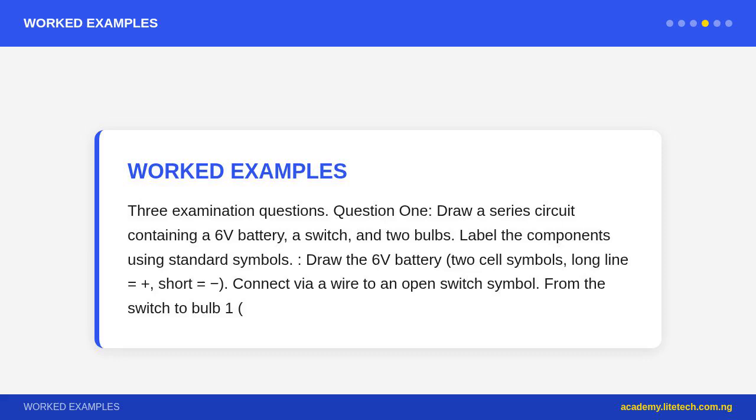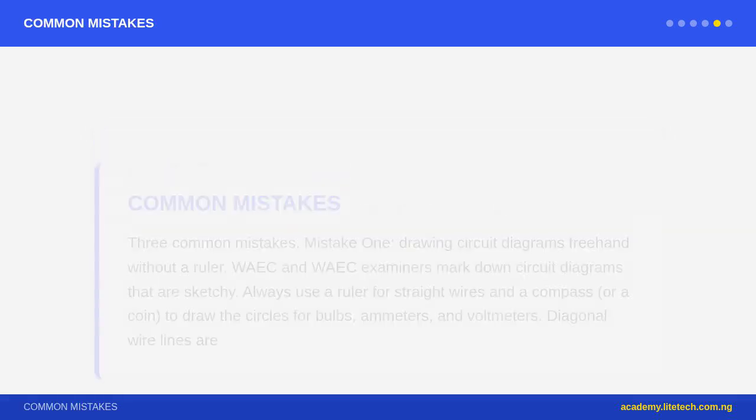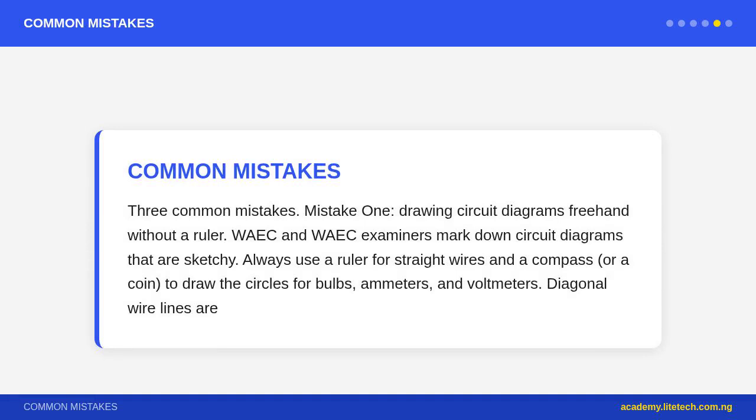3 common mistakes. Mistake 1. Drawing circuit diagrams freehand without a ruler. WAEC examiners mark down circuit diagrams that are sketchy. Always use a ruler for straight wires and a compass, or a coin, to draw the circles for bulbs, ammeters, and voltmeters. Diagonal wire lines are non-standard. Keep all wires horizontal or vertical.